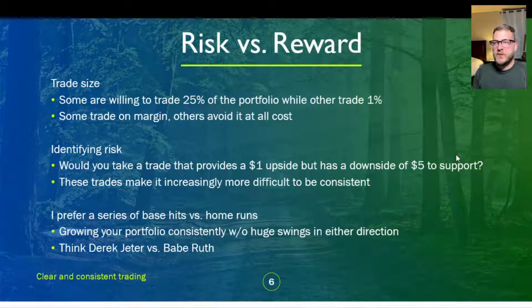Me personally, I prefer a series of base hits versus home runs. I prefer growing my portfolio consistently without huge swings in either direction. I love huge swings in the upward direction, of course, but usually that comes with a lot of risk. So for you baseball fans out there, I think Derek Jeter versus Babe Ruth both obviously hit a lot of home runs, but Derek Jeter also hit a lot more base hits than Babe Ruth, where Babe Ruth might strike out a lot. And that is our goal, to not do that. We do not want to wreck our portfolio and our capital.